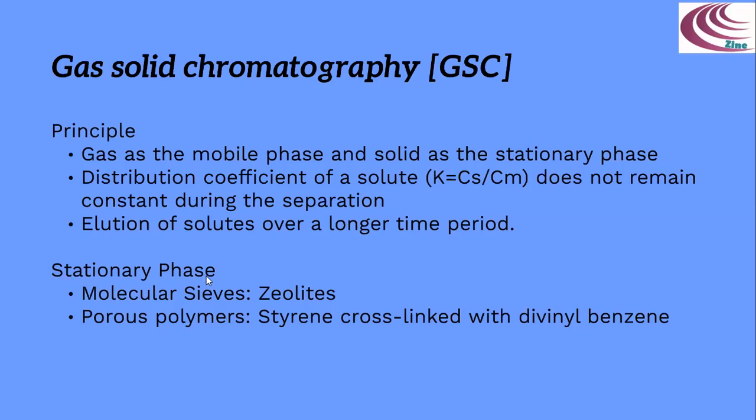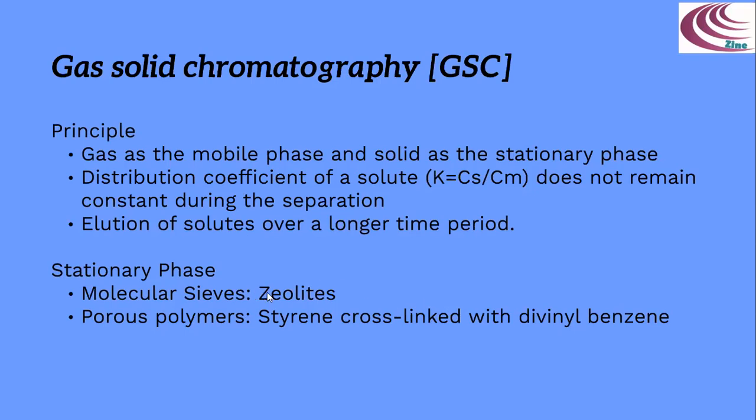So in gas solid chromatography, the most common stationary phase in a GSC is the molecular sieves. Examples are zeolites or maybe porous polymers, that is, styrene cross-linked with divinyl benzene.